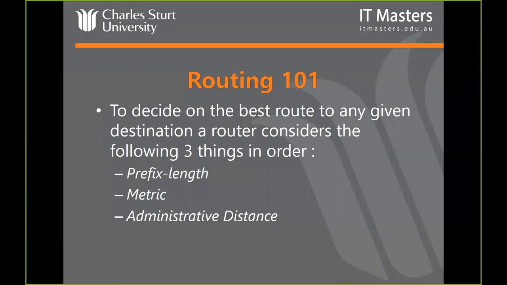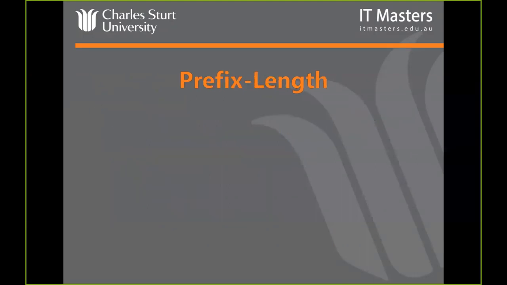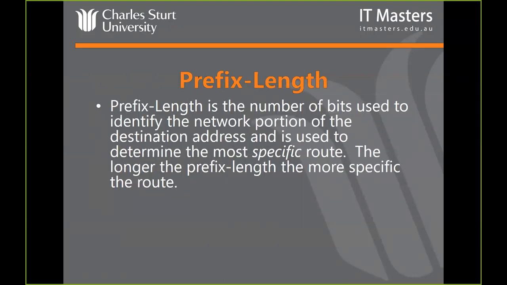To decide on the best route to any given destination, a router considers three things in order. It considers prefix length, metric, and administrative distance, and we'll talk about all three of those shortly. So prefix length is the number of bits used to identify the network portion of the destination address and is used to determine the most specific route.